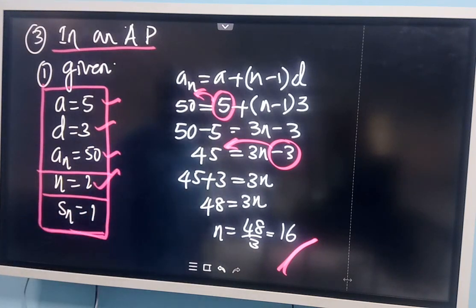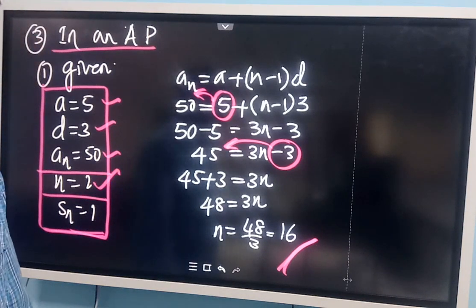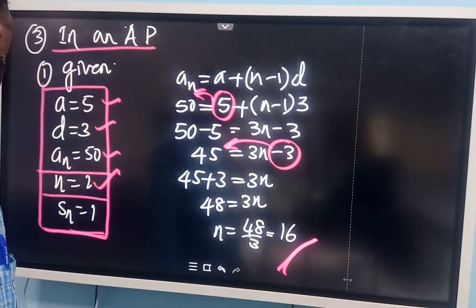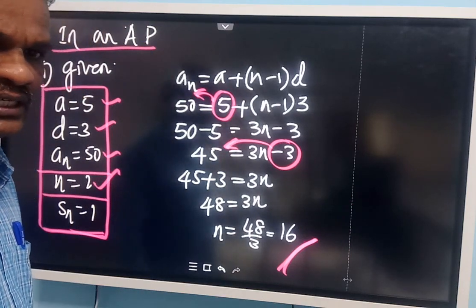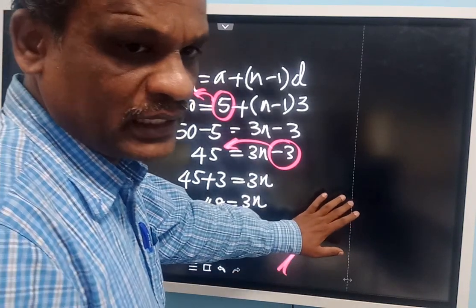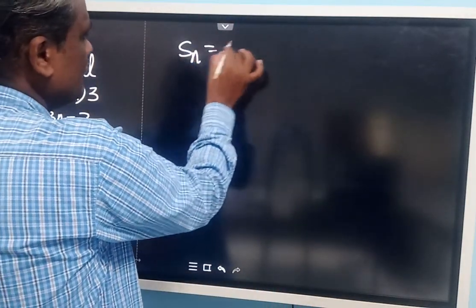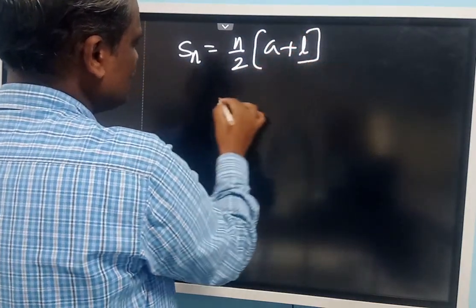Now you can calculate Sn. Which formula can you use to find the sum of n terms? You can use both here. You can use Sn is equal to n by 2 into 2a plus n minus 1 into d, or you can use the second one also. So Sn is equal to n by 2 into a plus l, because we know the last term here.